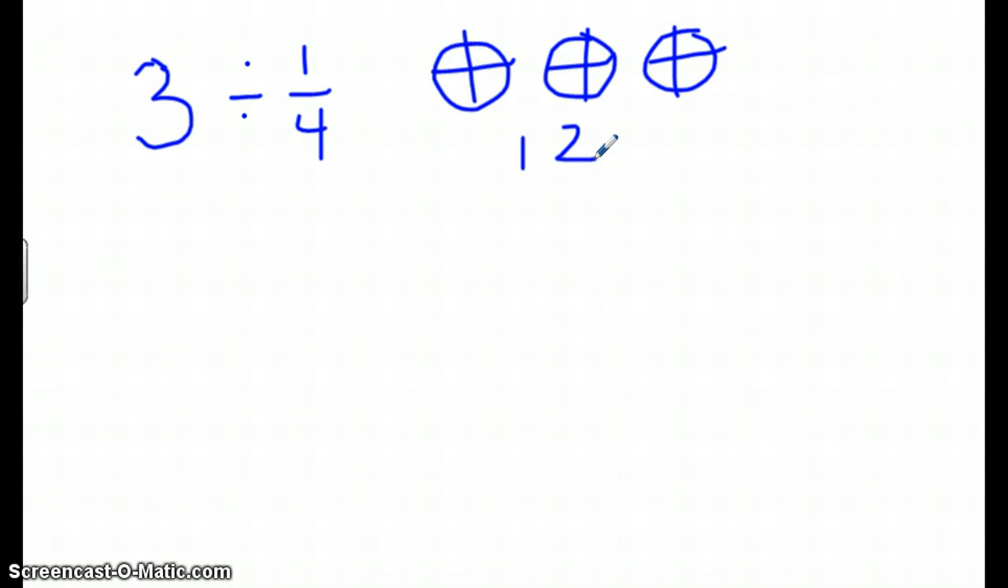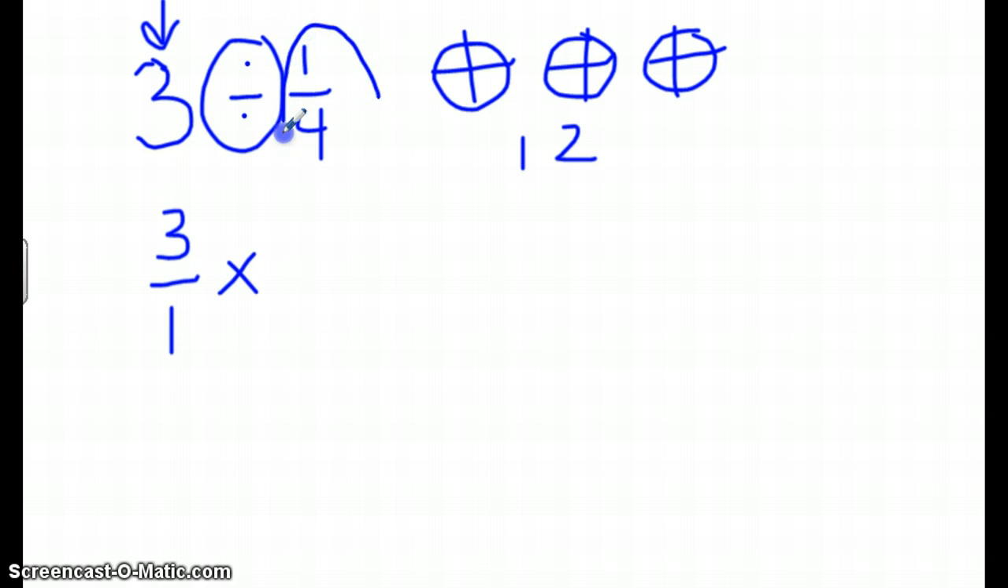To prove that's what I'm doing, we're going to do the same thing as when we were changing subtraction problems with integers using negatives into addition and turning the second into its opposite. We are going to keep the first number the same. However, I want it to be a fraction, so 3 over 1, that's staying the same. I'm going to always turn a division sign into a multiplication sign. And I'm going to turn the number following the division sign into what we call its reciprocal, which is 4 over 1.